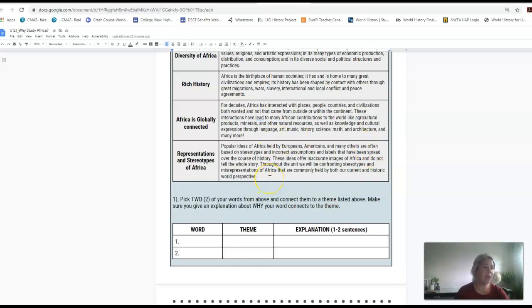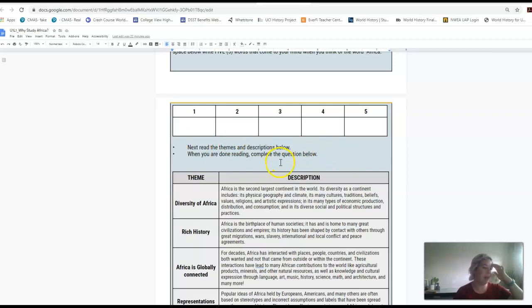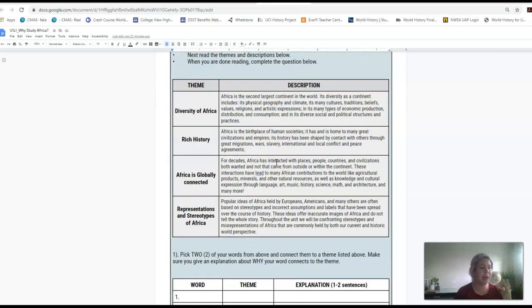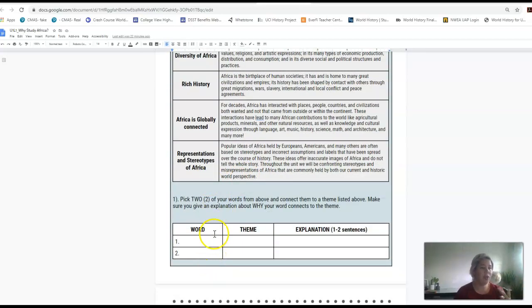So now that you've read through the themes and you've thought of those 5 words from up above, I want you to pick 2 of those words, or small phrases, that you've chosen. Connect each one to one of these themes, and then explain how that's connected.